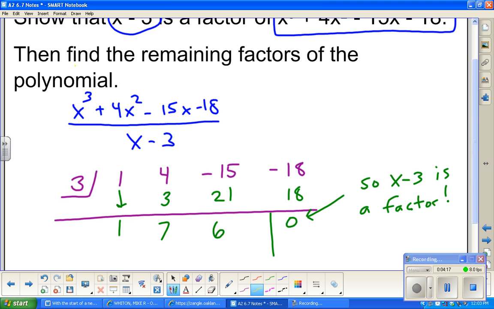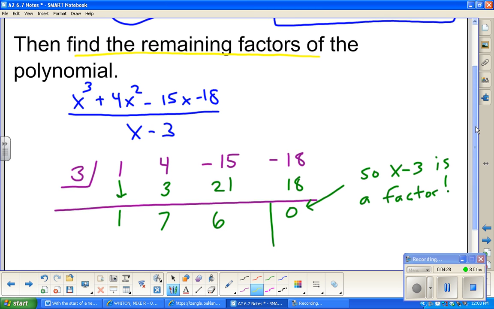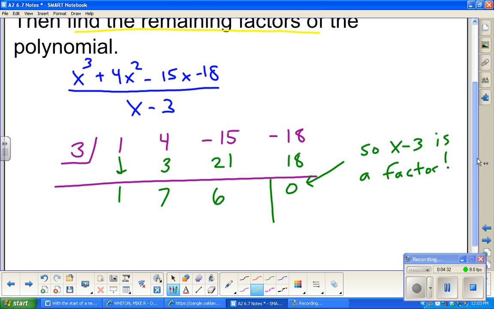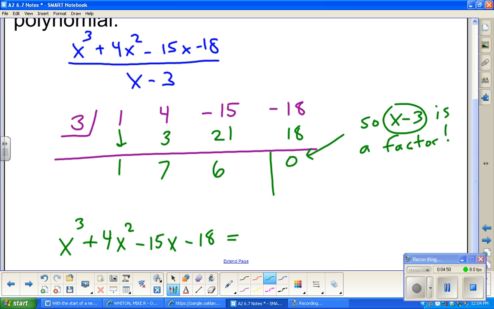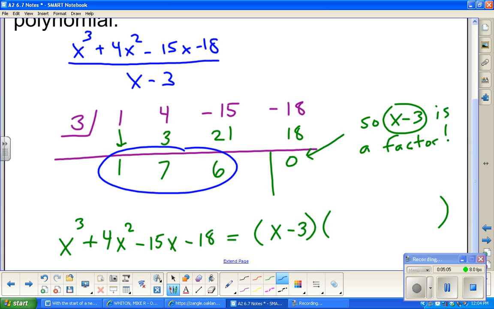Now we need to find the remaining factors. So x minus 3 is one of them. What are the rest of them? Okay, so any thoughts on how to do that? Not necessarily. Would you guys agree that the original big thing that we started with, we just divided it by x minus 3, right? And then what's the other factor here? Do we remember how this plays a role?